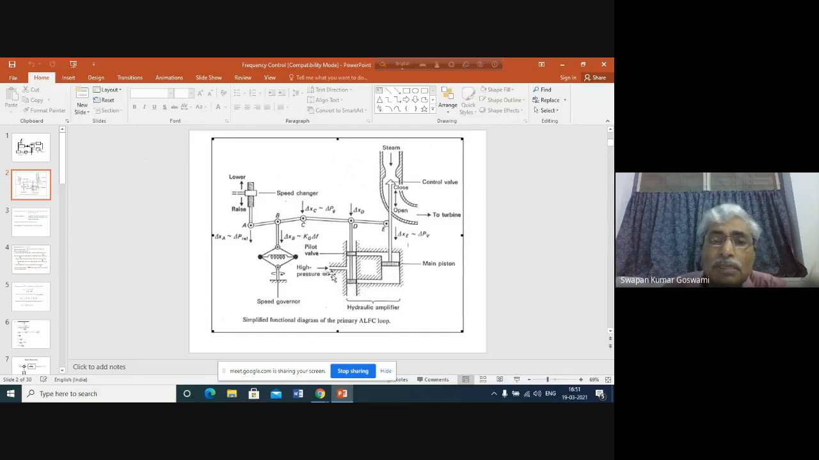Through this passage from the high pressure oil pump, oil will enter from this small cylinder to this large cylinder, give a thrust on the main piston, and oil is coming out through this passage. So the main piston will move down. As the main piston is going down, obviously this rod is moving down. So the valve opening is being increased. As the valve opening is increased, what is happening? More steam is entering into the turbine.